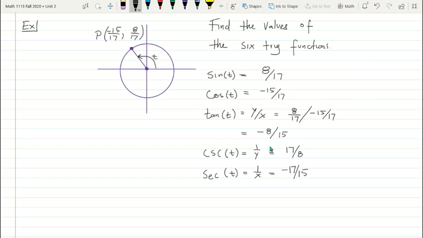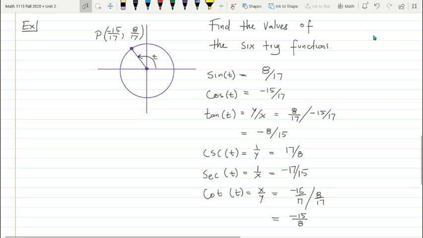And the last trig function is cotangent of t, and this one is x divided by y. In this case, we would just divide the x value, which is negative 15 over 17, divided by 8 over 17, in which case the 17s cancel and we get negative 15 over 8. And so that's how we find the six trig functions for a given point.